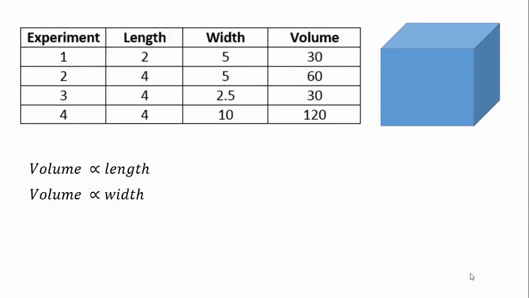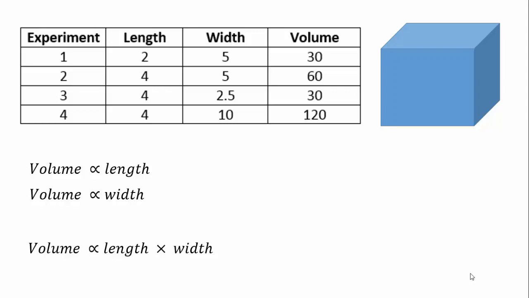If the volume is proportional to both the length and the width, then we can say that it must be proportional to the product of the length and the width. Well, this makes sense. For instance, we know that the volume doubles when the length doubles, and it doubles when the width doubles. So if we double both the length and the width, the volume will double and double again. That is, it'll be multiplied by 4.